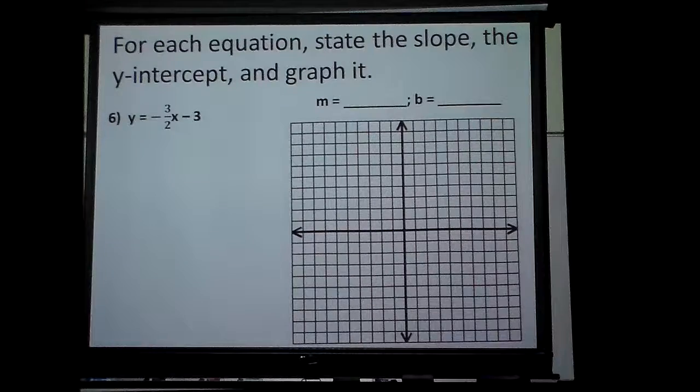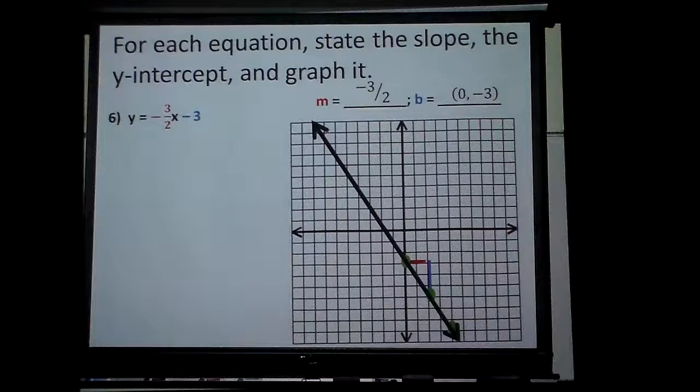So let's look at number 6. So what would b be on 6? Well, b is going to be that negative 3, meaning it's the point (0, negative 3). And what's my slope? My slope will be basically negative 3 over 2. So to graph it, let's put a dot at (0, negative 3). And now I'm going to go over 2 and down 3, put another dot. And I can do that again. Connect the dots and graph the line.